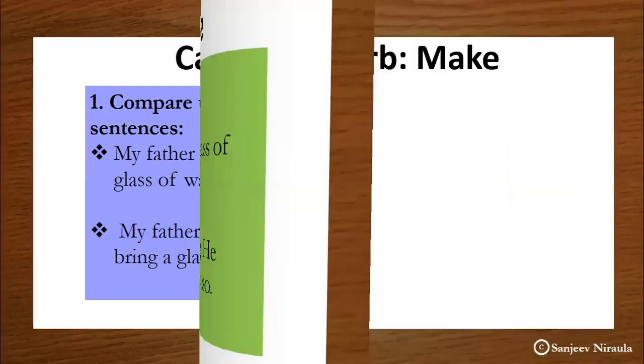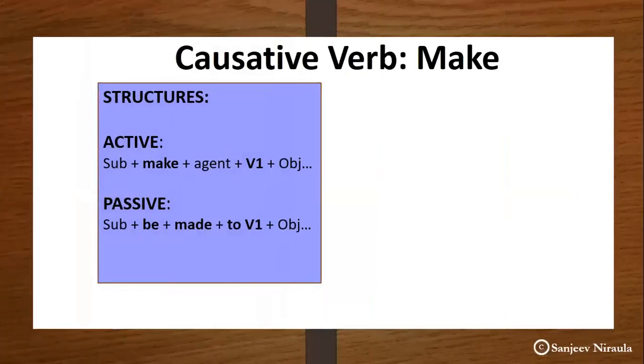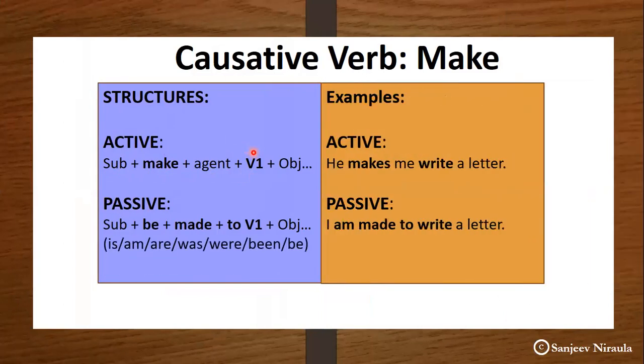What about the structure? In active sentence of make, we use subject plus make plus agent plus verb 1. So in the active structure, after make we go for verb 1. For instance, he makes me write a letter. But if it is passive and if made is given, it is something tricky and one needs to be very careful because made can be used in passive form.